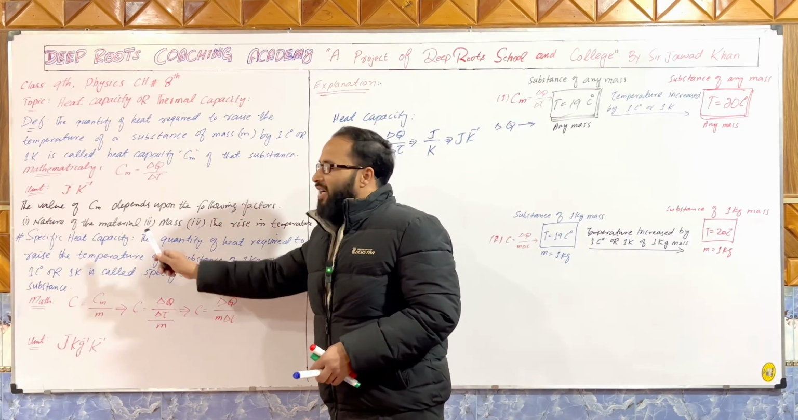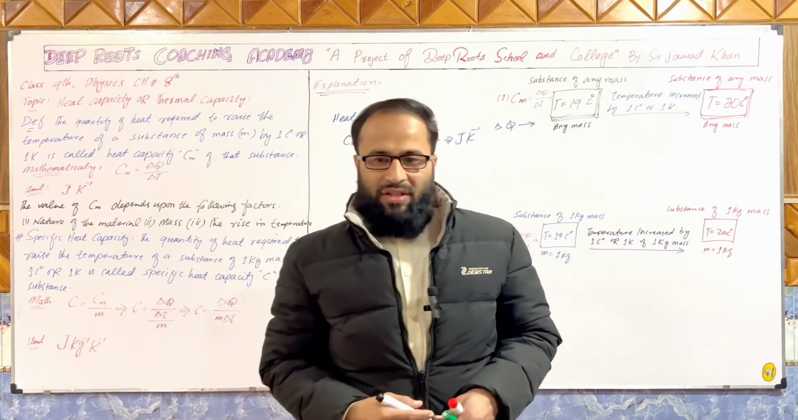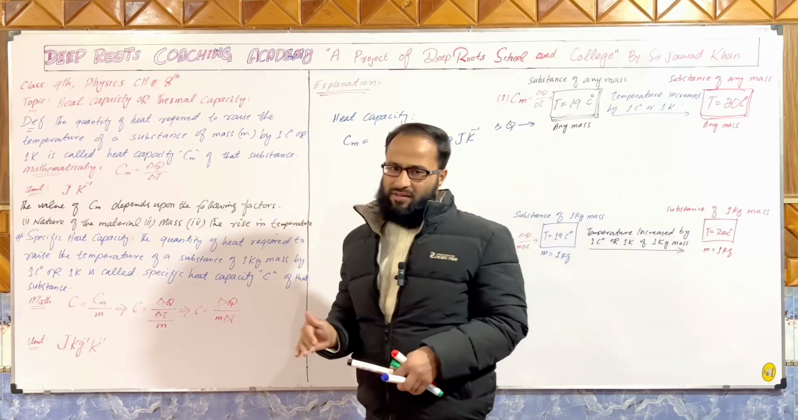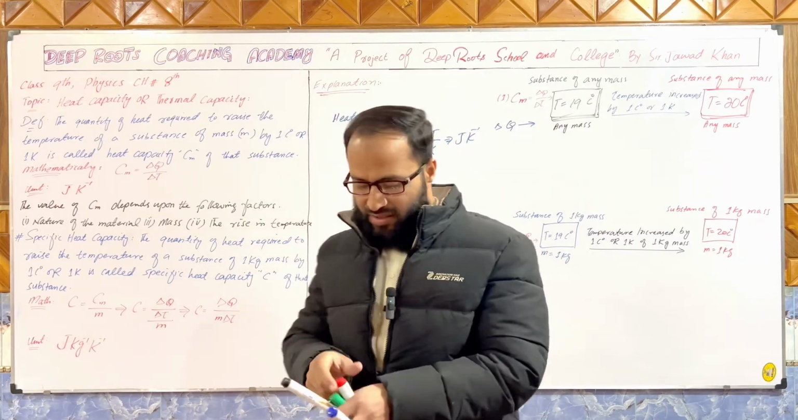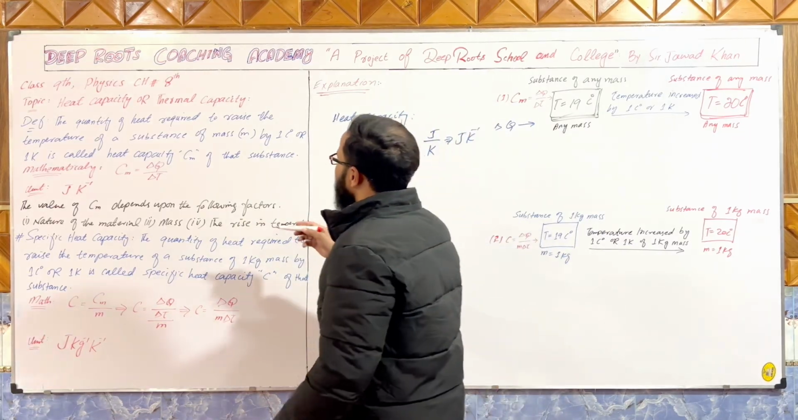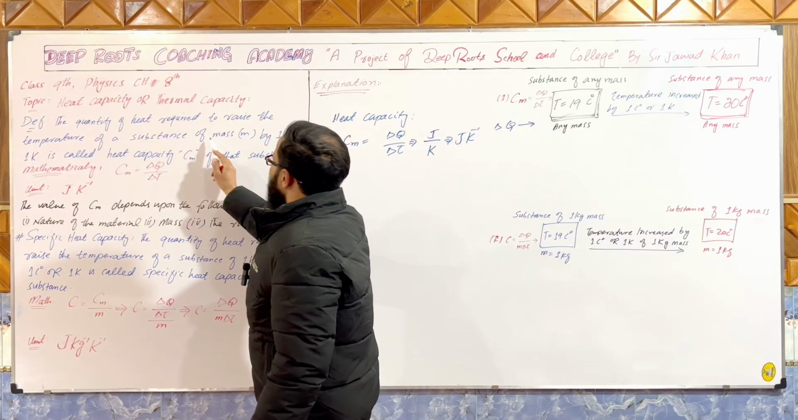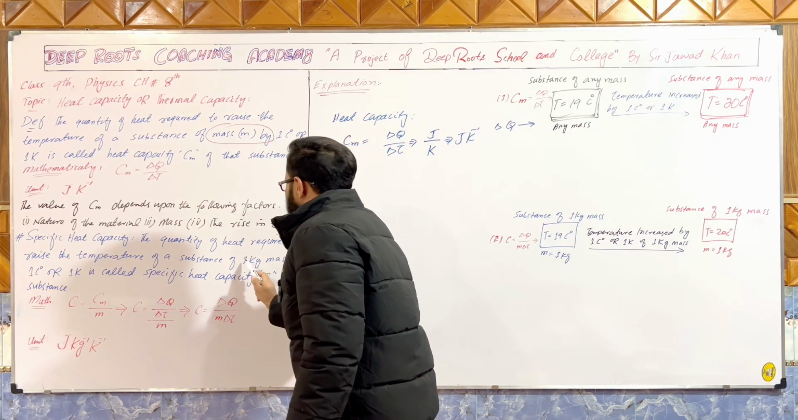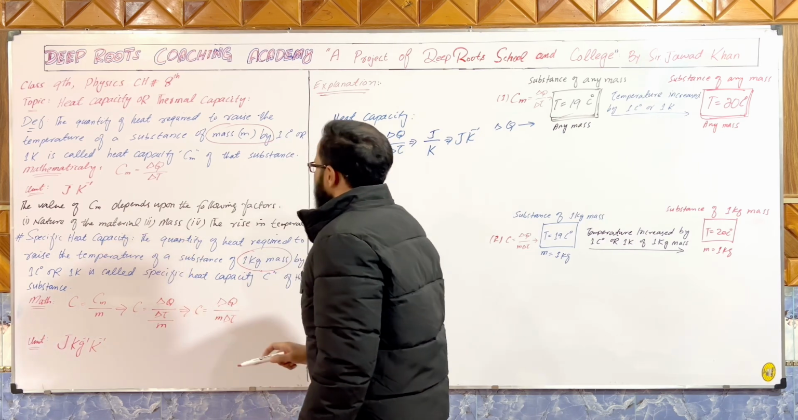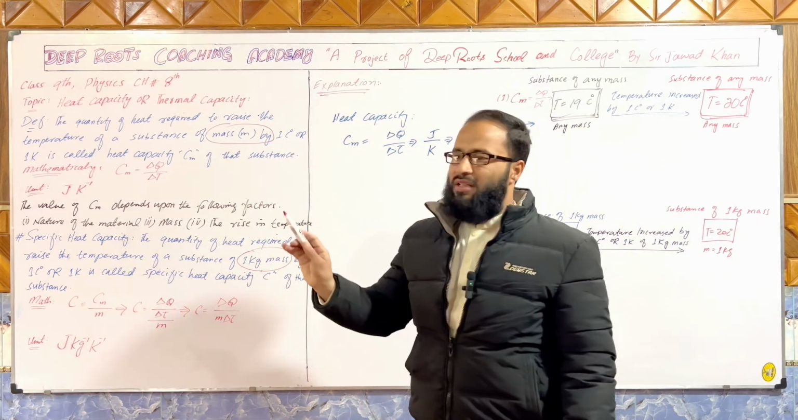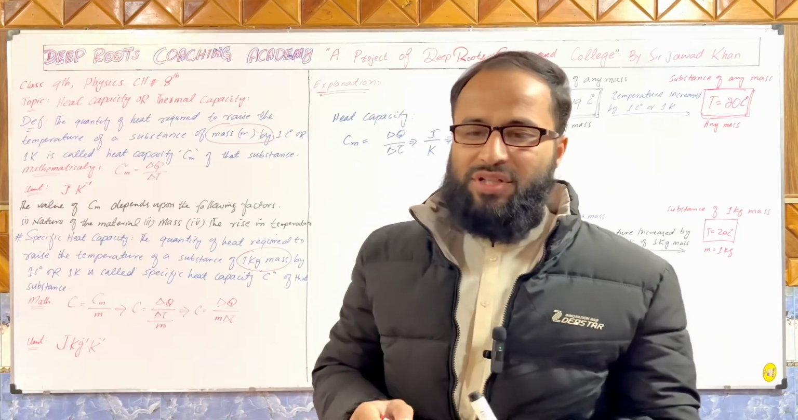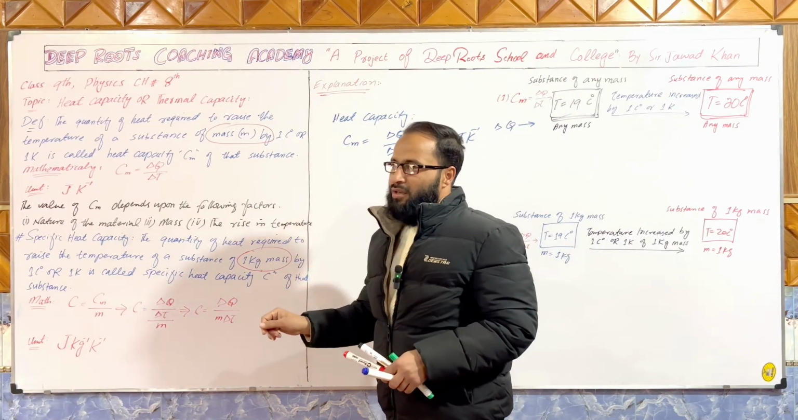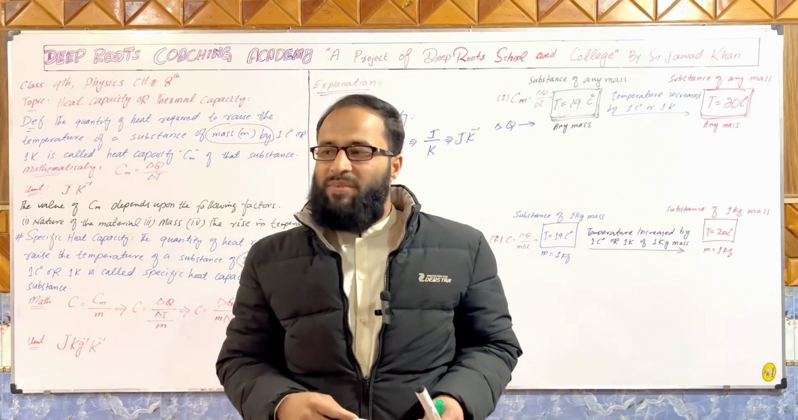Similarly, another thing is specific heat capacity. Specific heat capacity and heat capacity are the same thing, but the only difference is this: here we have a mass m, and here we have a mass of 1 kg. So if any mass is there, that is called heat capacity, and if the mass is only 1 kg, we say that is specific heat capacity.